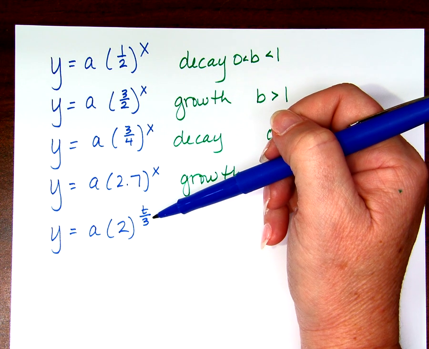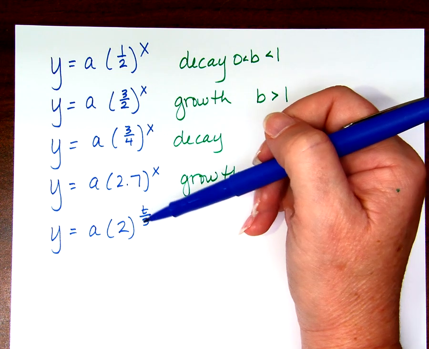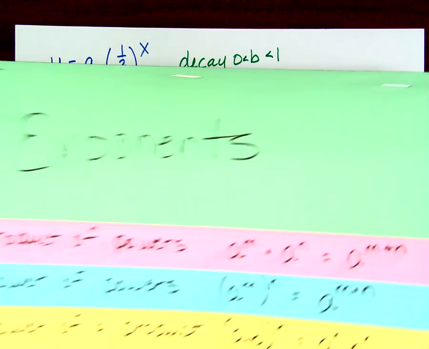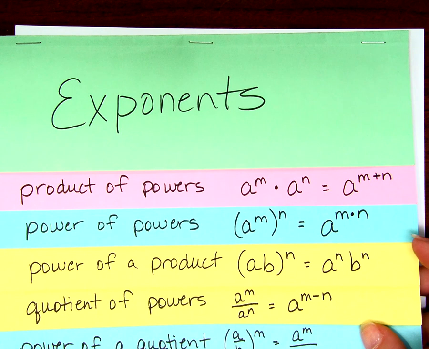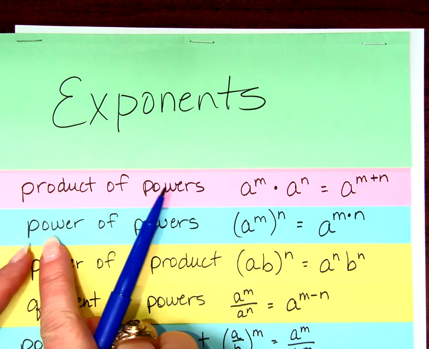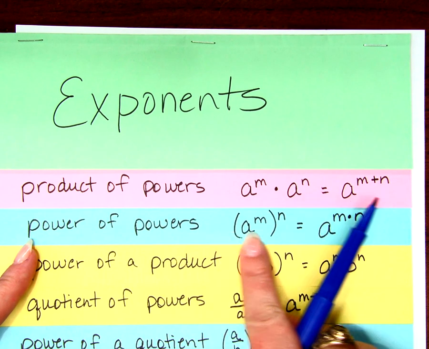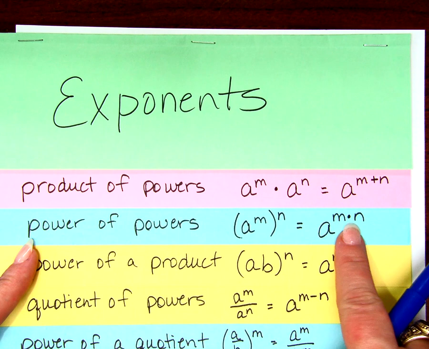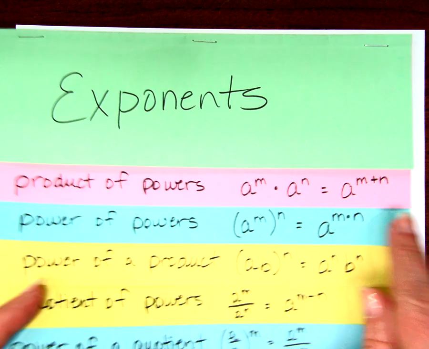I cannot. I have to make sure my x or my t, whatever variable I choose, m, n, whatever, is isolated in the exponent before I can decide whether it's growth or decay. Okay? So remember our exponent foldable, right? There's this law right here, the power of powers. So if I have an exponent raised to a power, that's the same as multiplying those two things, right?